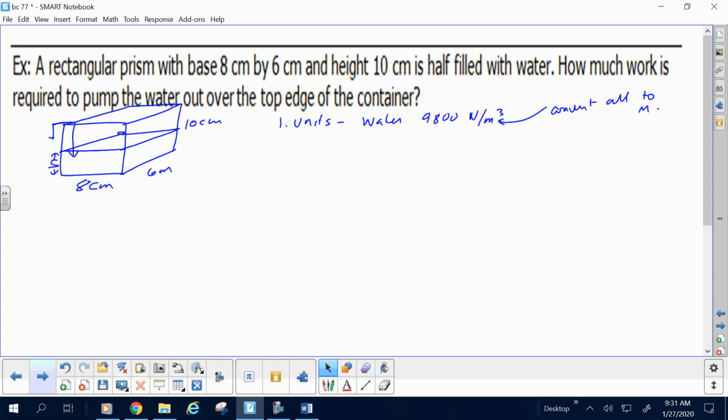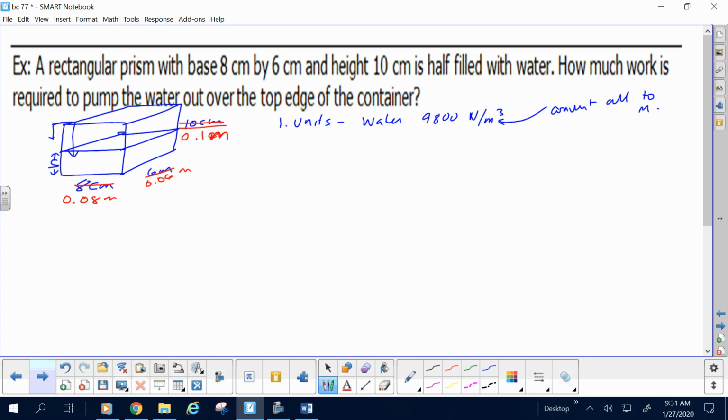Let's do that. 8 centimeters now is going to become 0.08 meters, and 6 centimeters, 0.06, and 10 centimeters, 0.10 meters.